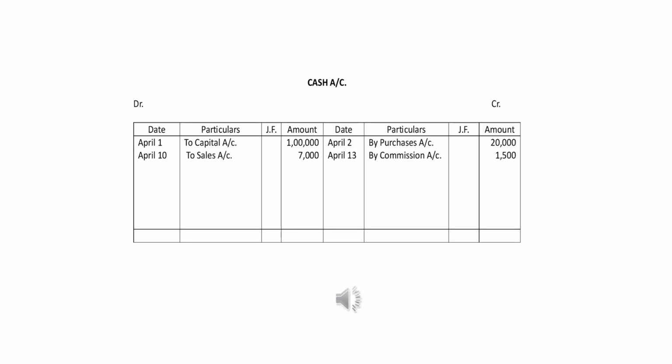Now, whatever we have done till now, that means posting the entries from journal to ledger. This step is known as posting in ledger. Now come to balancing of ledger.